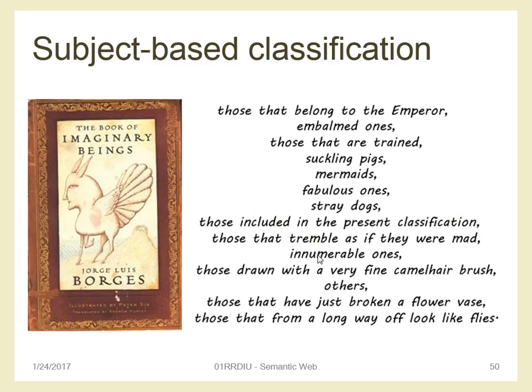And this is something very nice, the book of Borges, in which he imagined that he found in a Chinese book this interesting classification of animals: those that belong to the emperor, embalmed ones, those that are trained, suckling pigs, mermaids, fabulous ones, stray dogs, those included in the present classification, those that tremble as if they were mad, innumerable ones, those drawn with a very fine camel hair brush, others, which is nice, those that have just broken a flower vase, those that from a long way off look like flies. I like the last one. So, this is just a nice example.